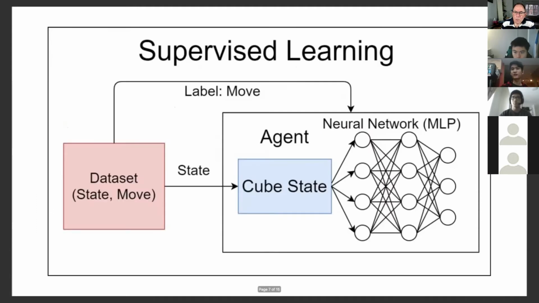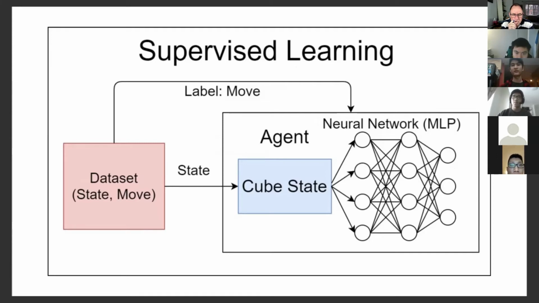Now for the supervised learning portion of our model, we have a data set that maps states to moves and then allows the agent to determine which move to do given the state for solving the last layer.